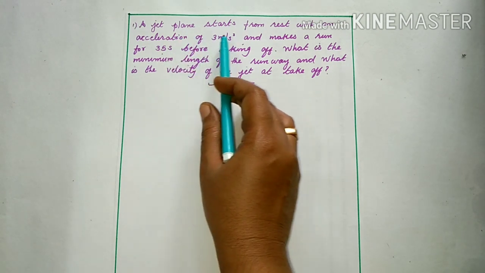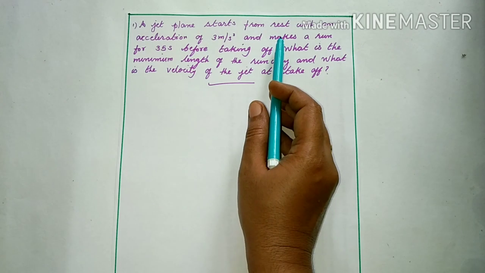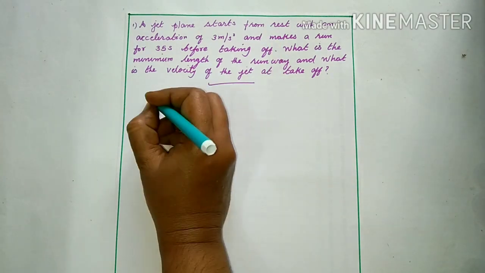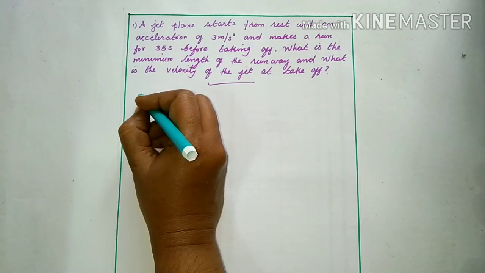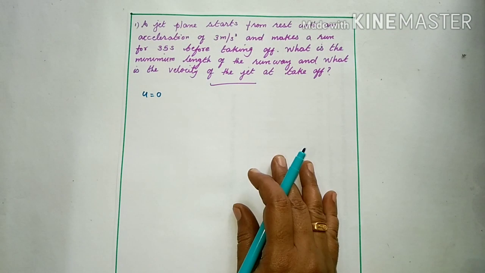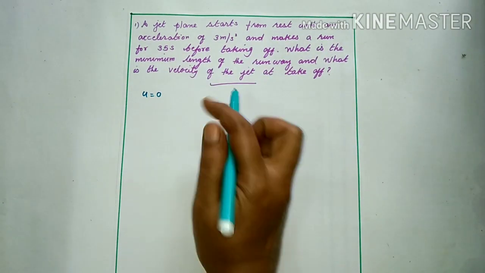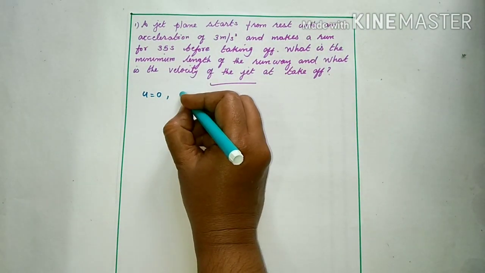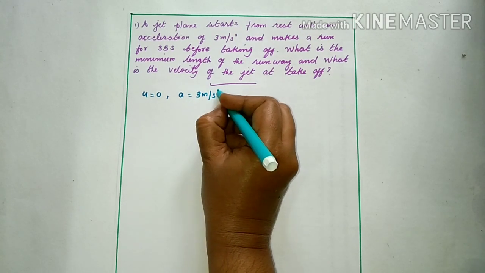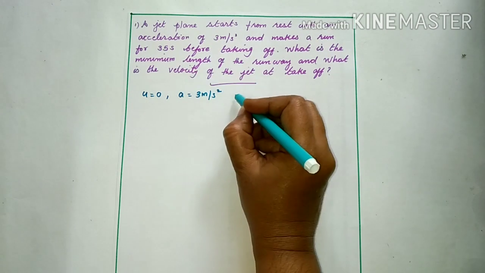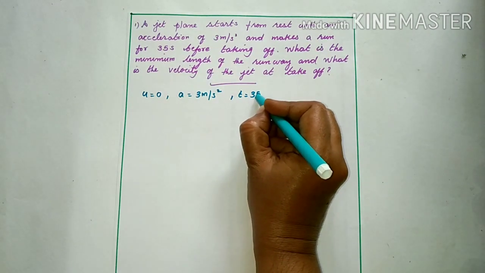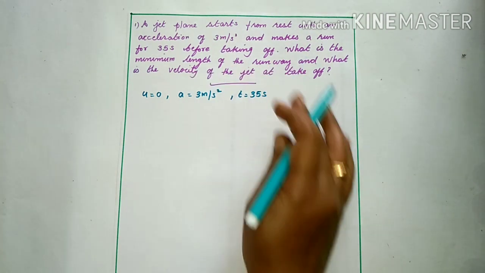A jet plane starts from rest. So what is the initial velocity? That is 0. So we can write u, that you studied as v0, u equal to 0, with an acceleration of 3 meter per second square. So a equal to 3 meter per second square, and makes a run for 35 seconds. So that is the time, 35 seconds, before taking off.